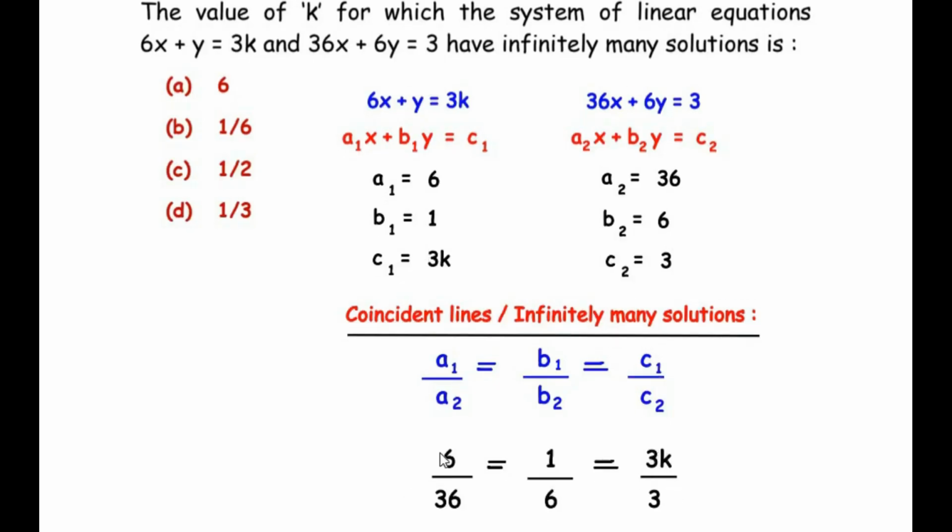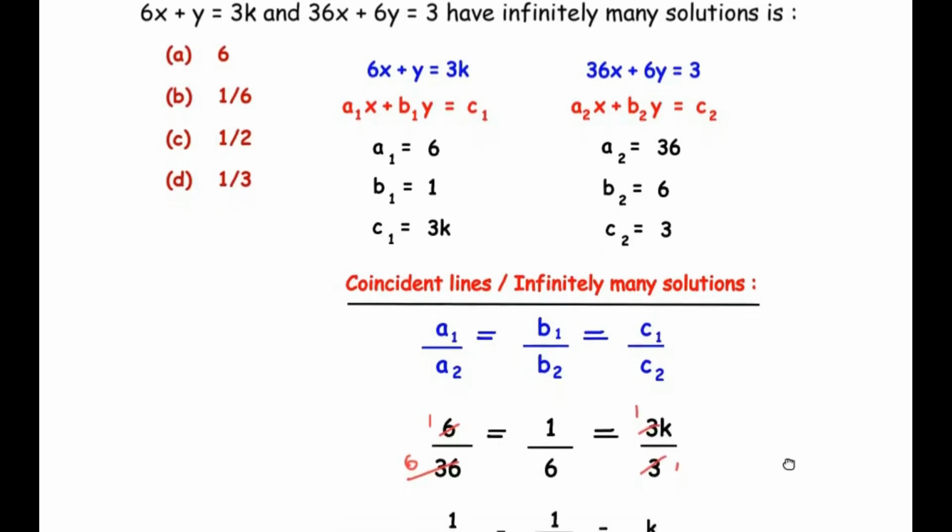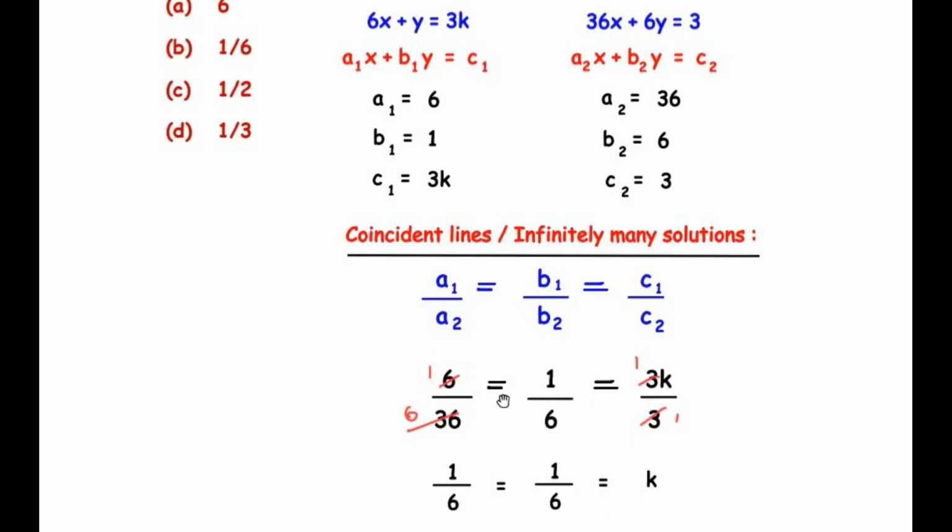Now here 6 over 36 can be simplified, that is 6 1 times is 6 and 6 times is 36. Now here 3 from the numerator and 3 from the denominator can divide each other, that is 3 1 times is 3 and 3 1 times is 3. So the fractions will simplify as 1 over 6 is equal to 1 over 6 is equal to k.